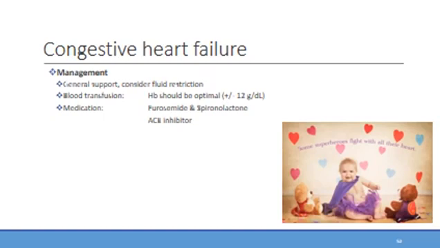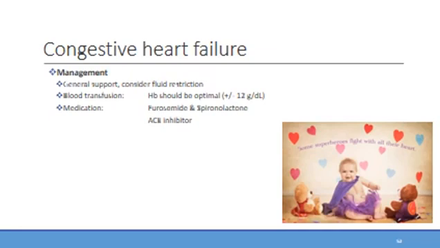Blood transfusions may be needed, especially if the HB drops below 12 grams per deciliter. This is to enable the baby good oxygen carrying capacity. This must be individualized. Medications that may be used, firstly diuretics.